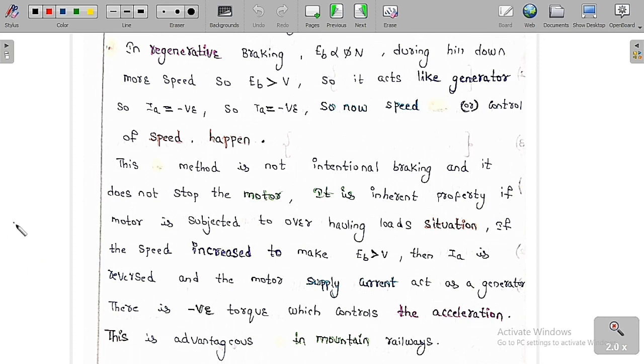Whatever the negative torque, it will never stop the motor. It will only bring that high speed back to a normal speed, but it will never make the speed zero. It will try to decrease it, but it will never make it zero. That is the important thing that you always have to understand.